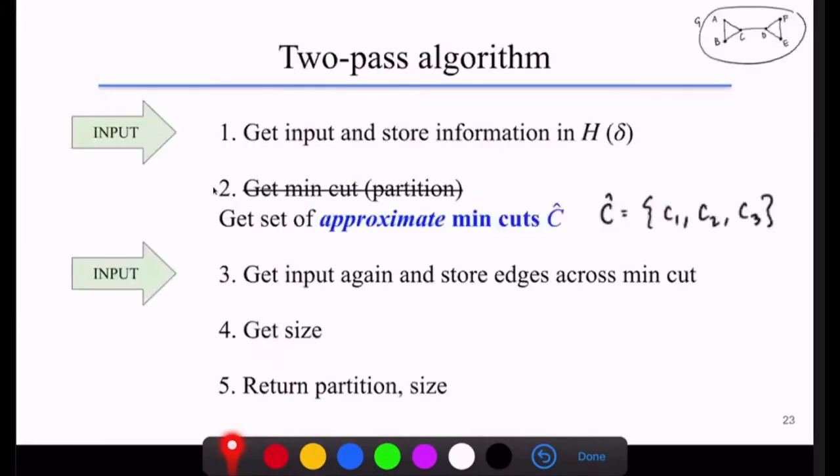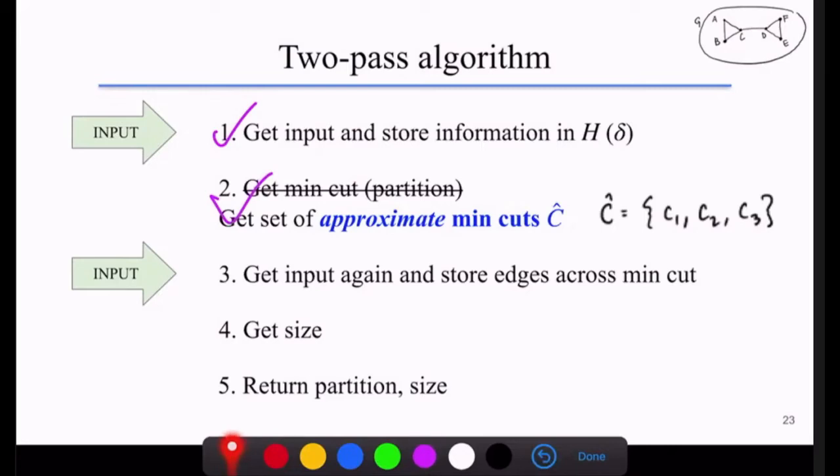Okay, so so far we have our sparsified graph H, and then we said before that we would only get the min cut of H and then call that our partition. But remember, we're going to lose C star in this step if we do that. So instead of getting just one min cut, we get some set of approximate min cuts C hat. So C hat is just some set of cuts, maybe C1, C2, and C3, but we know that our min cut C star must lie somewhere within there.